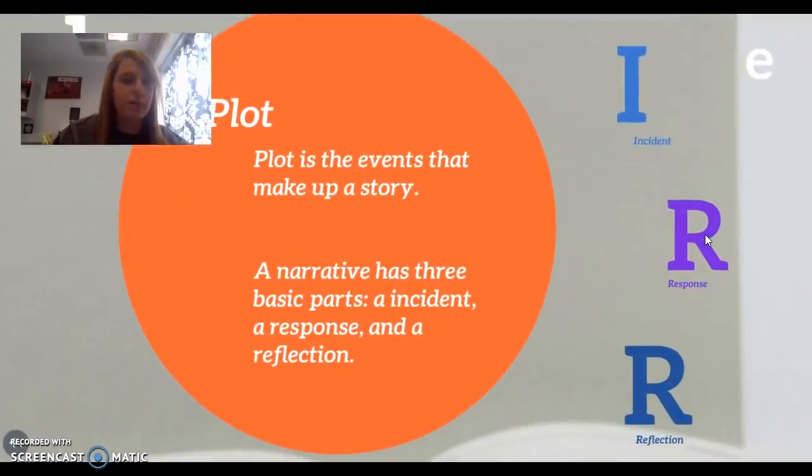All right, last but not least, we're going to talk about plot. And the plot is the events that make up the story. This is just your story. It is just literally the things that happen in the story. It sounds more complicated than it is, but in narrative specifically, there are three basic parts, and we talked about these at the beginning of the year, but I just wanted to make sure that we reviewed those, and that's going to be incident, response, and reflection.